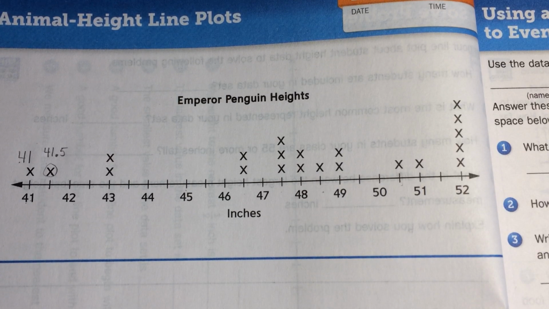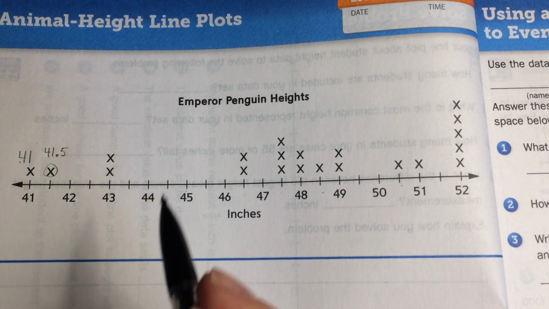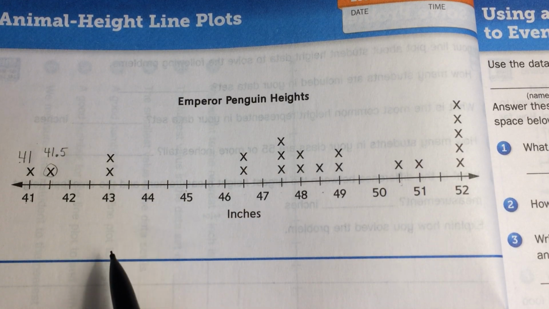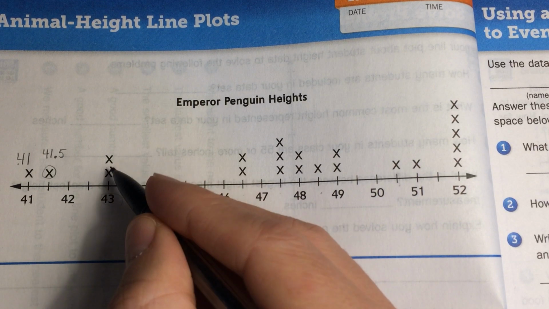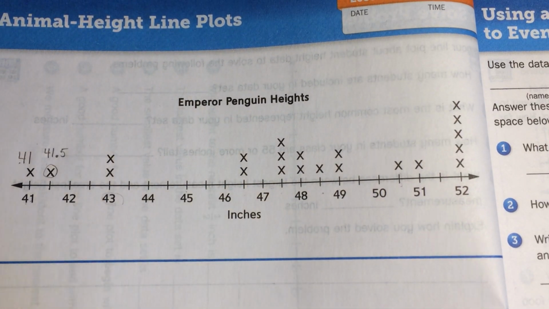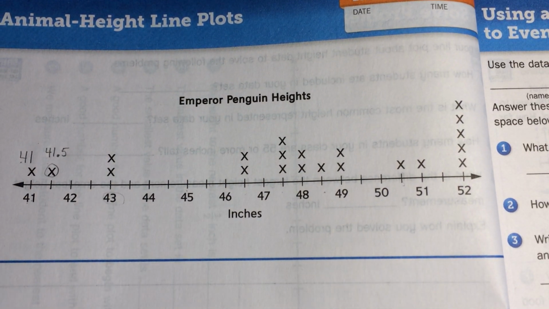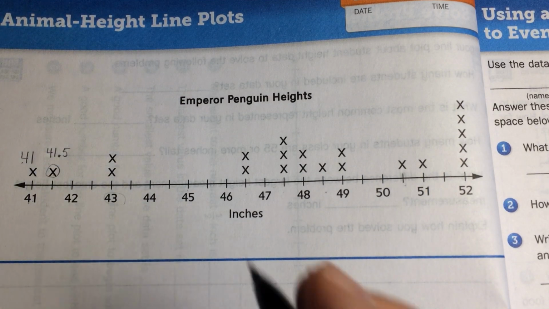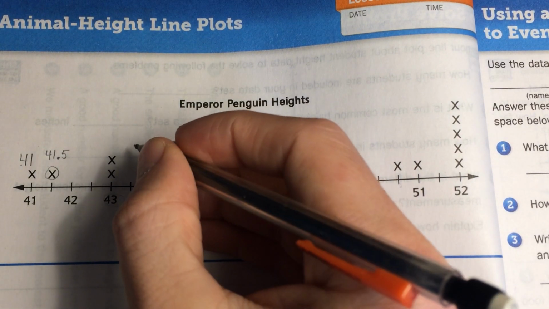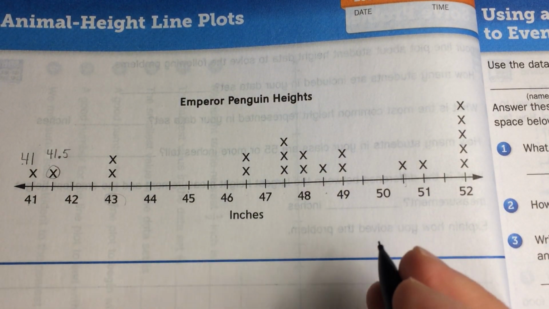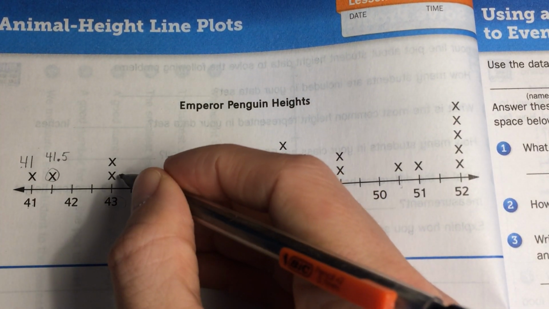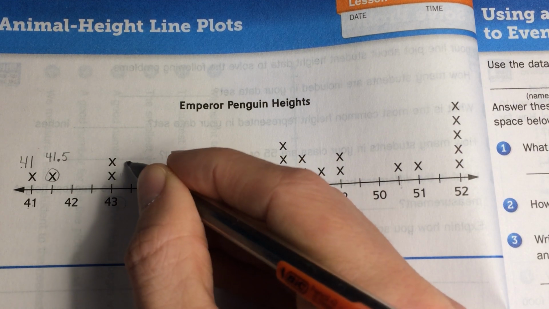Now, let's talk about what happens when we have more than one data point on an inch. And that works out right here. We know that we can see two x's at 43 inches. Do we know what that means? That means that we will have two penguins that are 43 inches tall. Now, you could go ahead and just put a 43 and a 43 here.